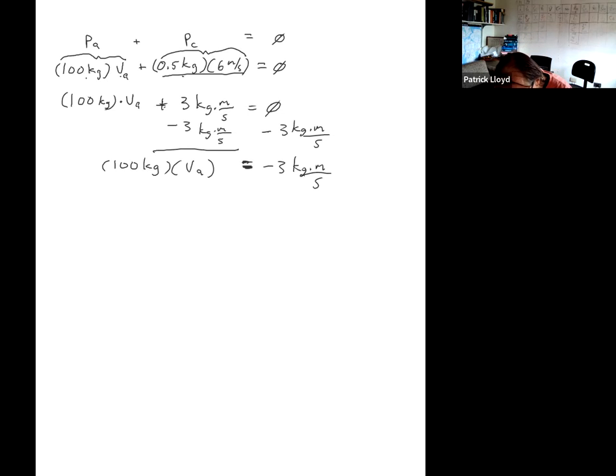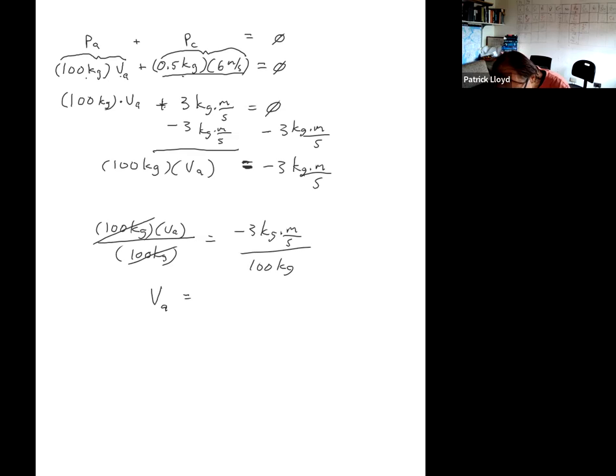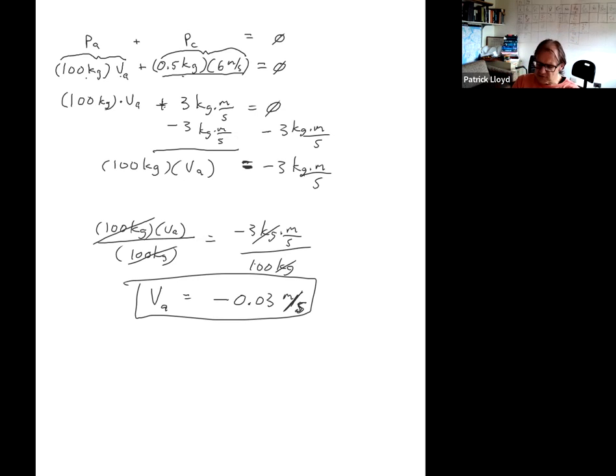Second step, I'm going to divide both sides by 100 kilograms. Now look what happens on the left side. 100 kilograms cancels and you've got the speed of the astronaut. On the right side, -3 divided by 100 is -0.03. The kilograms cancel and you've got meters per second. Those are the units we would expect for speed, meters per second. So that's just the algebra part, right? Not really physics there, it's just the algebra. Here's what turns out being the case.